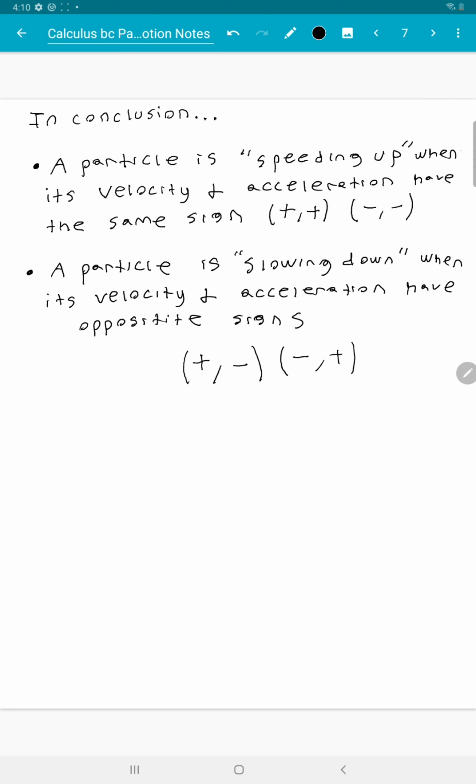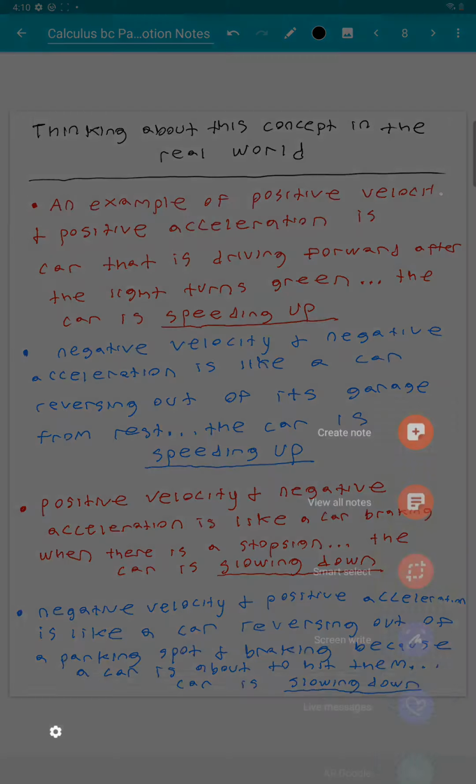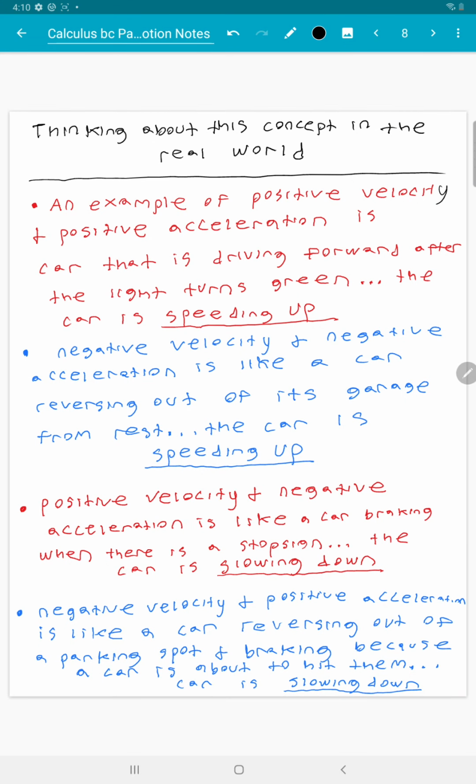So let's think about this in the real world. So an example of positive velocity and positive acceleration is, let's think about that with our car. That is really just like when you're at a red light and then it turns green, so you begin to drive forward. So that can be thought of as your car speeding up. Obviously, when you're at rest at a stoplight and then you begin to go forward, you are speeding up because you have positive velocity and positive acceleration.